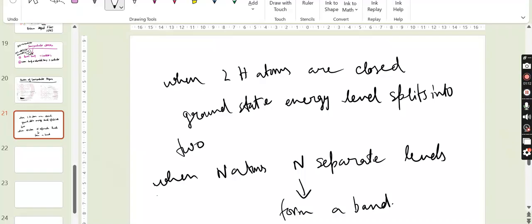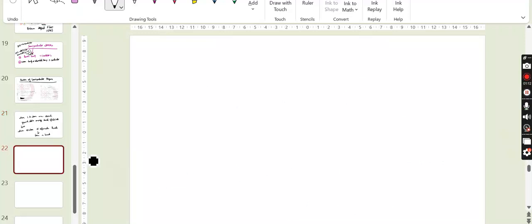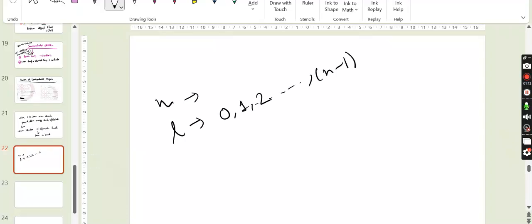We know that the shells are denoted by the principal quantum number n. It may be noted that a shell with principal quantum number n has n subshells denoted by the orbital quantum number l. So, with n the principal quantum number, the orbital quantum number l varies from 0, 1, 2 to n minus 1.